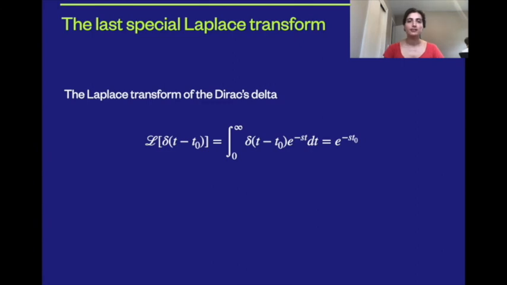So let's look at the Laplace transform of the Dirac delta. I mean, I spent some time talking about it, so it must be quite important. It's also the last special Laplace transform that we're going to be looking at. So we just write down the formal definition of the Laplace transform: the integral between 0 and infinity of the Dirac delta times our exponential of minus st. And now, by the property of the delta function that we have just seen, this really simplifies into being the exponential of minus s times the t0 that we have chosen for our Dirac delta.